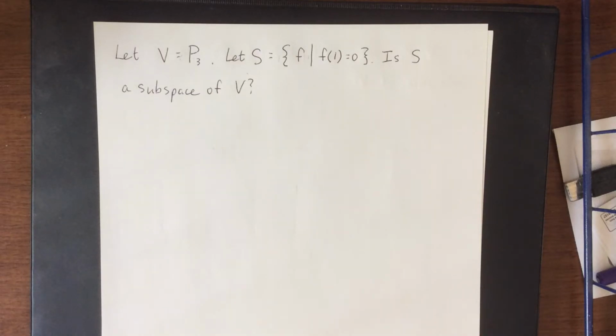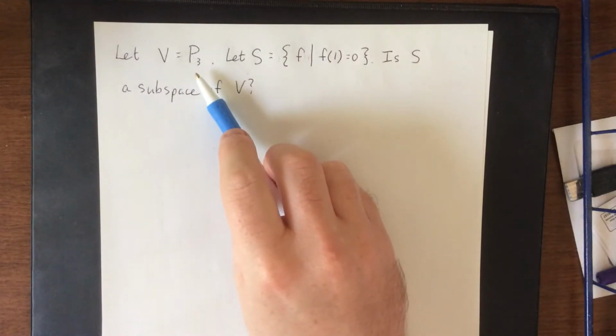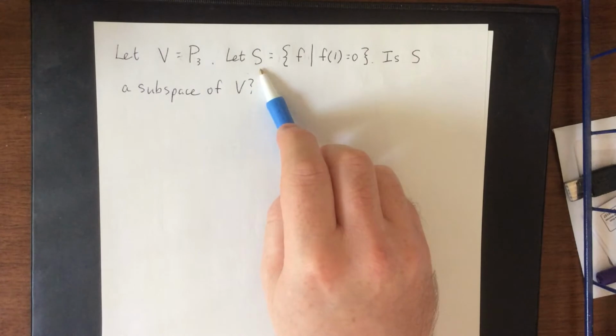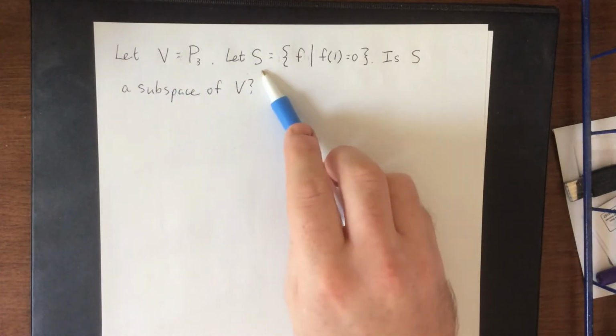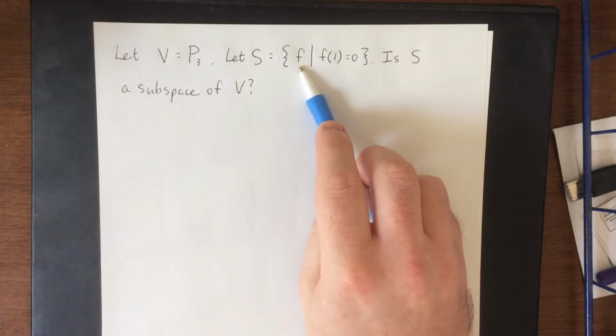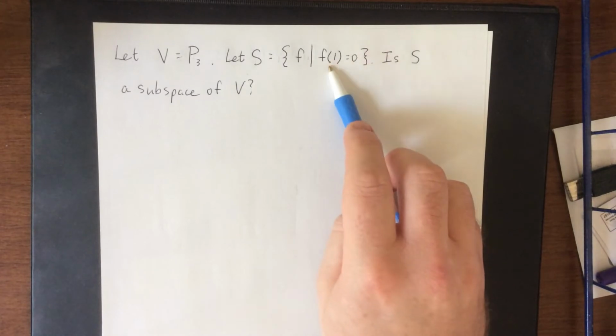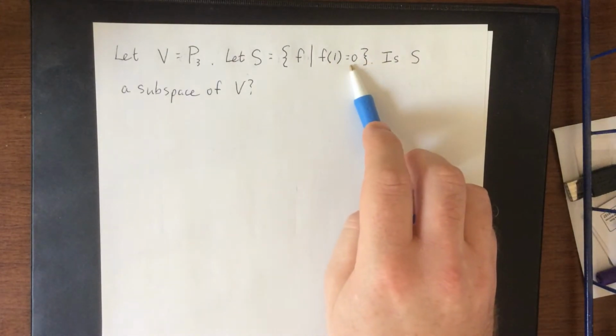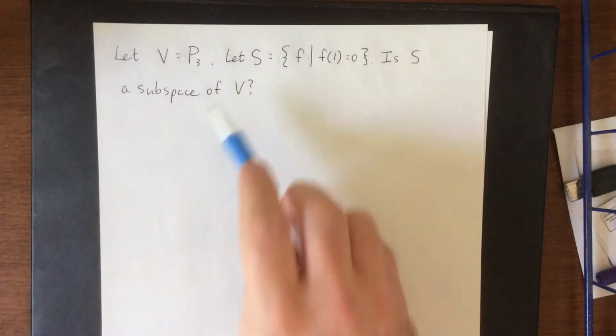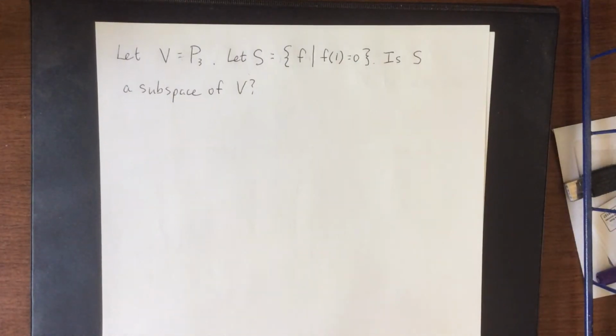In this example, we are going to be considering the vector space comprised of all polynomials of degree 3 or lower. And we are going to define S to be a subset of V. S is going to be the set of all functions such that the output of the function, if we input 1, is going to be 0. So the question becomes, is S a subspace of V?